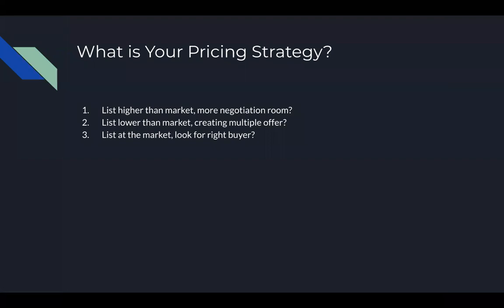If you list higher than market price, there is more negotiation room. You want people to negotiate down to what you want to sell at. Or you list lower than the market price and try to create multiple offers, right? Or you can list at the market and look for the right buyer. It depends on the market trend, so you can determine what kind of strategy you're going to use for your listing.